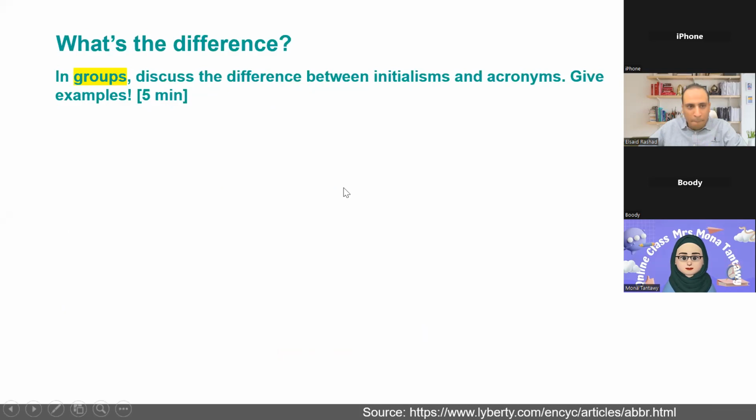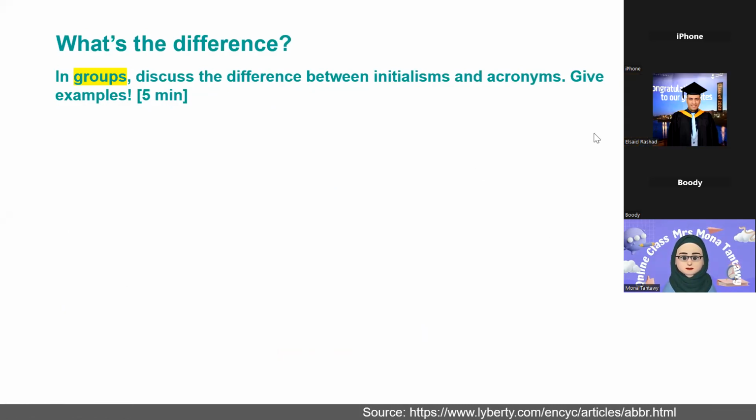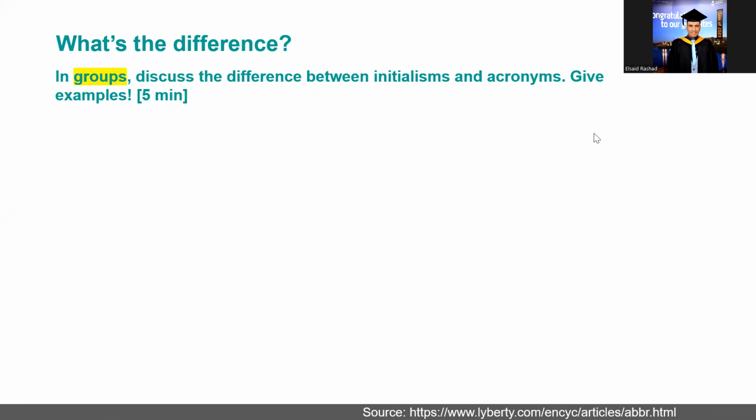Okay, the second one is about the difference between initialisms and acronyms. For this task, I'm going to give you 5 minutes to work in the breakout rooms. So please take a screenshot of the question before I send you to the breakout rooms. What's the difference? And don't forget to give examples. Okay, are you guys ready? Please give me a thumbs up if you're ready, or just type 1 in the chat. Thank you very much.